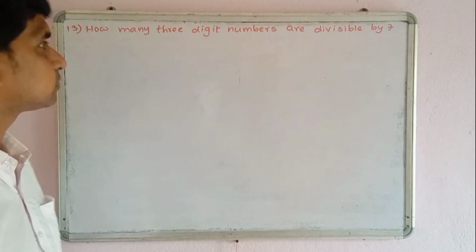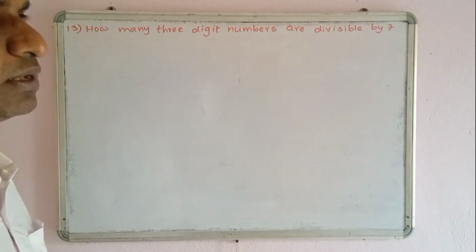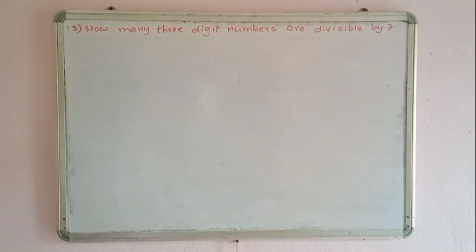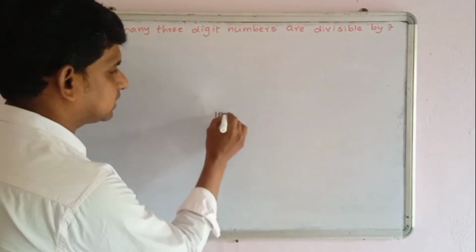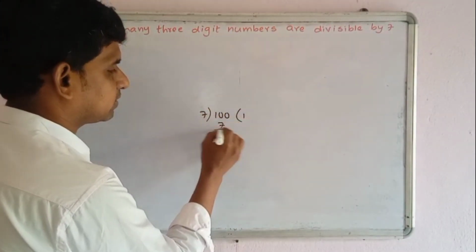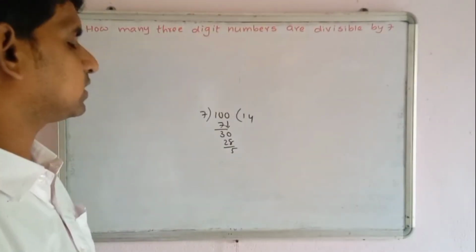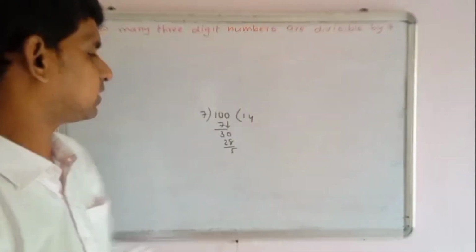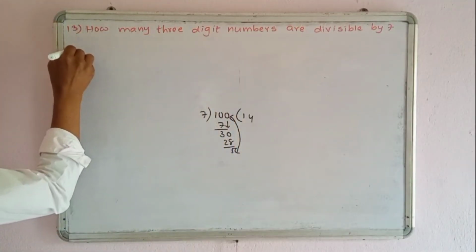Problem number 13. How many 3-digit numbers are divisible by 7? So, how many numbers are there which are divisible by 7? See, what is the first 3-digit number? First 3-digit number is 100. Is it divisible by 7? Check once. 7 1s are 7, 7 4s are 28. It is not divisible by 7. So the first 3-digit number which is divisible by 7 is 100 plus 5, 105. See the solution.